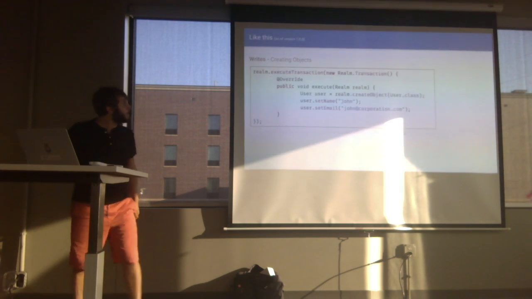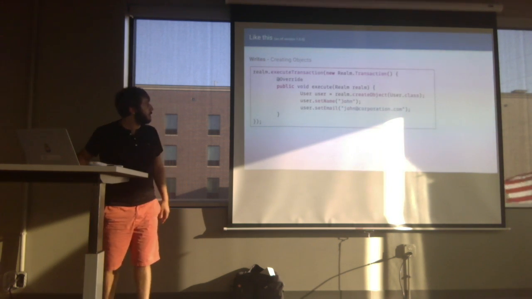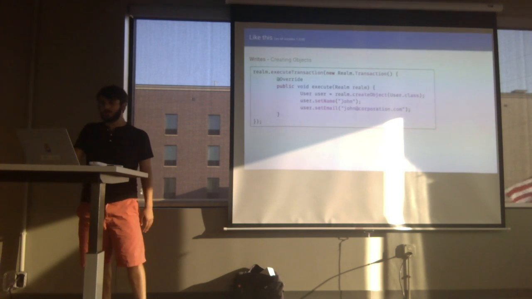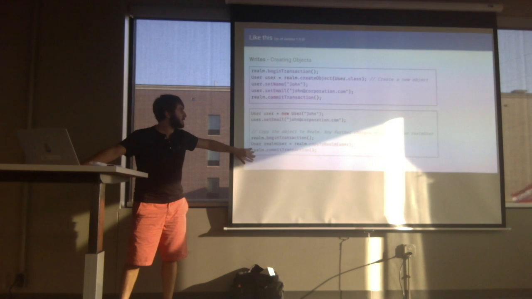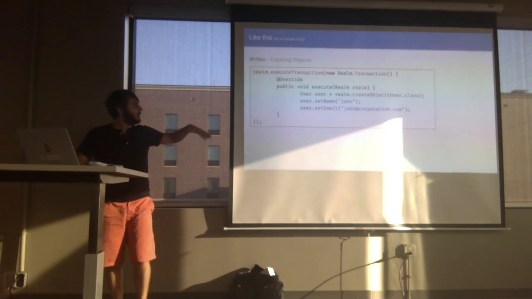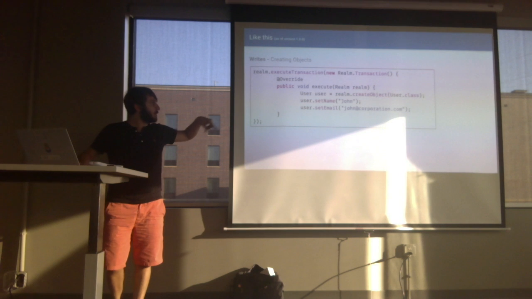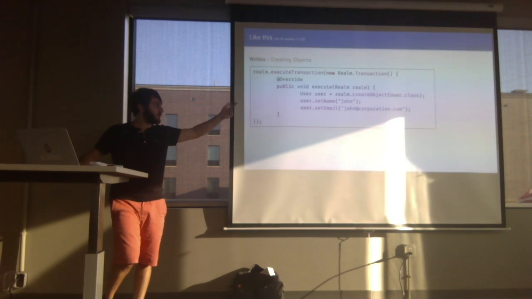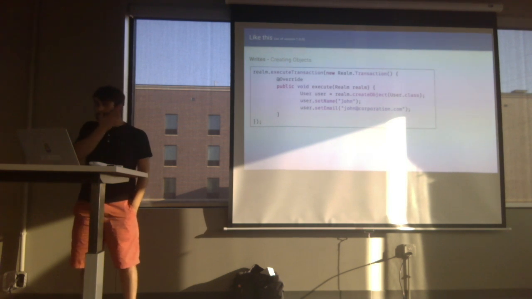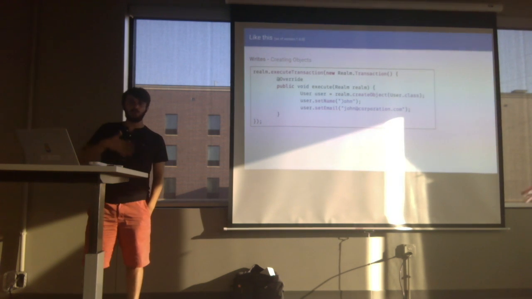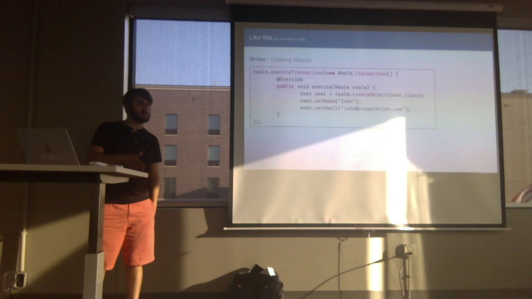Okay. So creating objects, this is the same as what we have here, like begin transaction, commit transaction. It just handles all of them. You just say execute transaction, and inside the execute method, you create the object. You don't have to do anything after that. It's going to automatically handle beginning the transaction, committing, or canceling if something goes wrong.